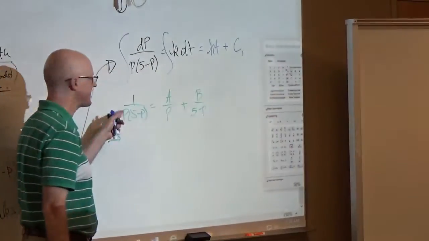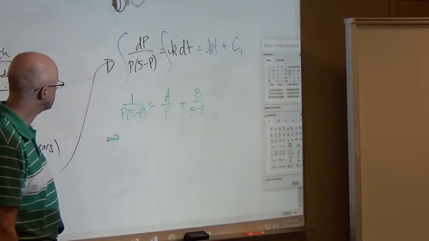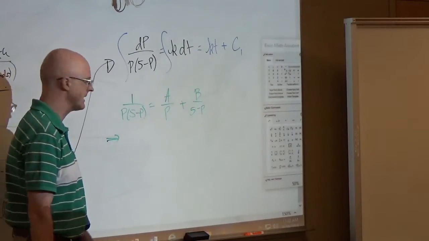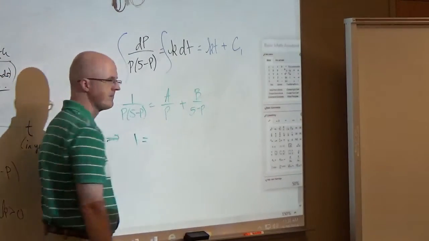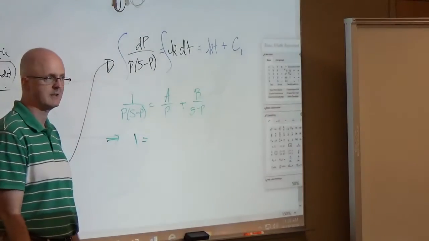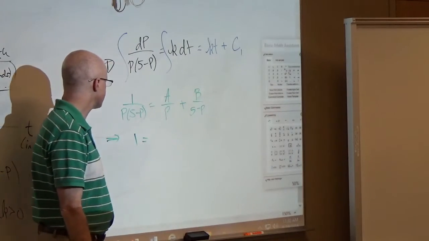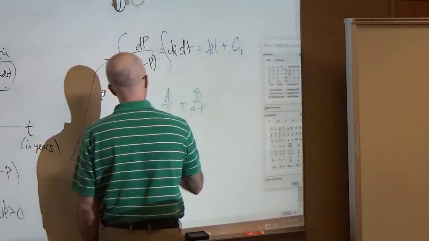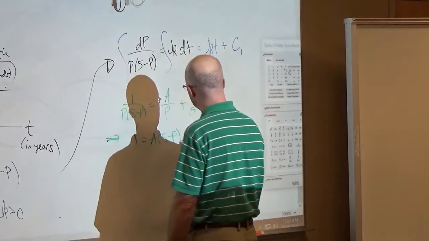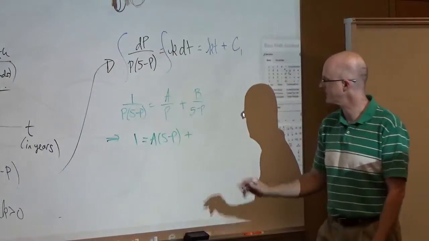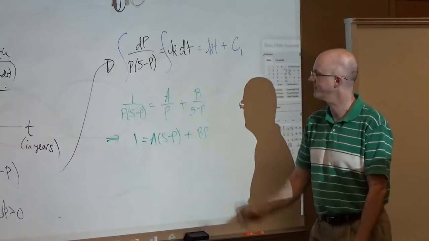Multiply both sides by the common denominator there, p times 5 minus p. It completely cancels on the left, leaving you with a 1. On the right, you get partial cancellation. The p cancels with the a term, leaving you with a times 5 minus p. And the 5 minus p cancels with the b term, leaving you with b times p.